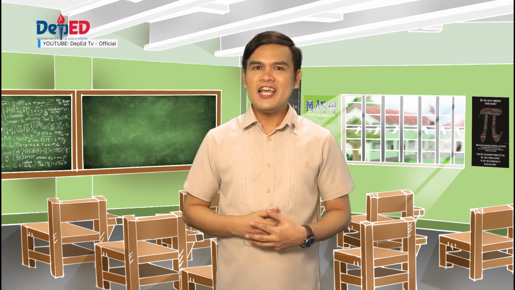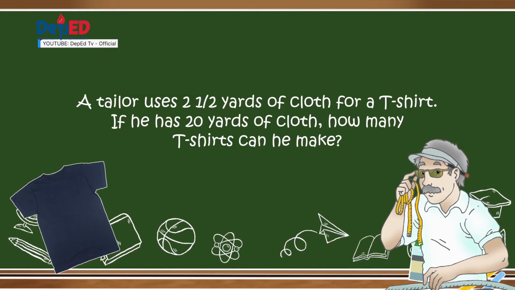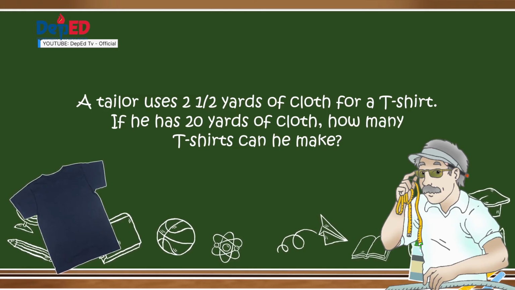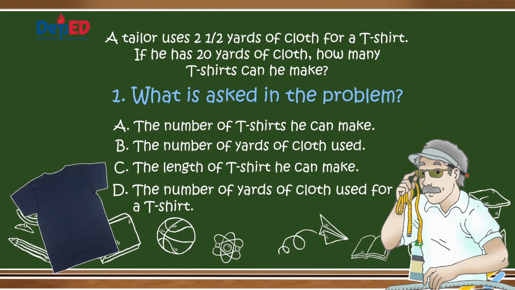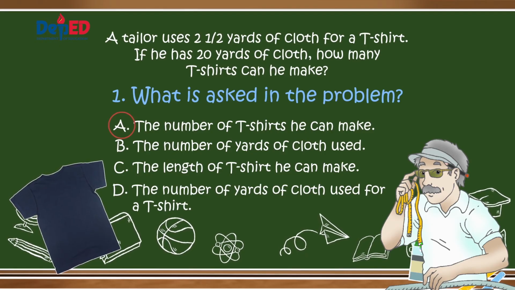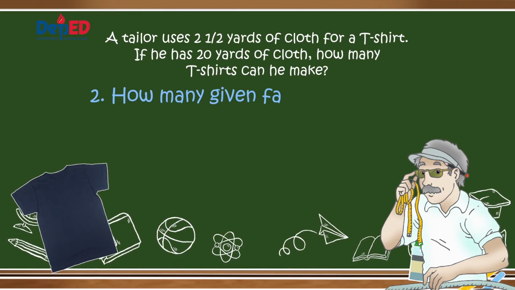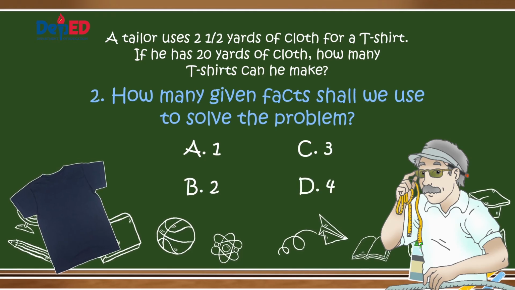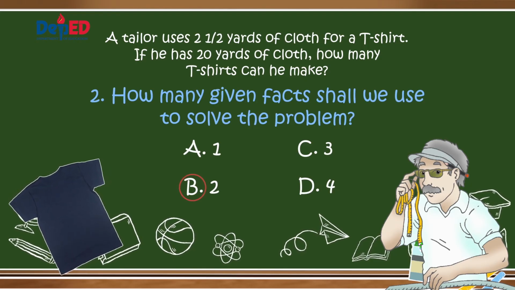All right, let us check your answer. A tailor uses 2.5 yards of cloth for a t-shirt. If he has 20 yards of cloth, how many t-shirts can he make? Number 1. What is asked in the problem? The correct answer is letter A, the number of t-shirts he can make. Number 2. How many given facts shall we use to solve the problem? The correct answer is letter B, 2.